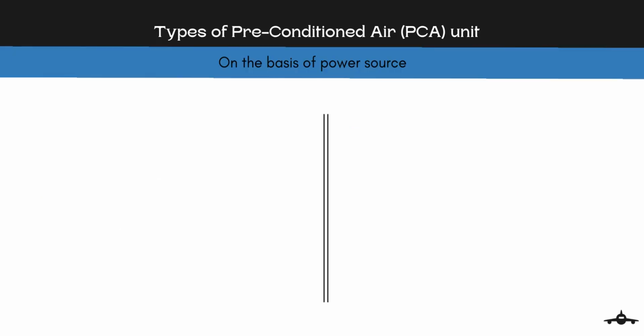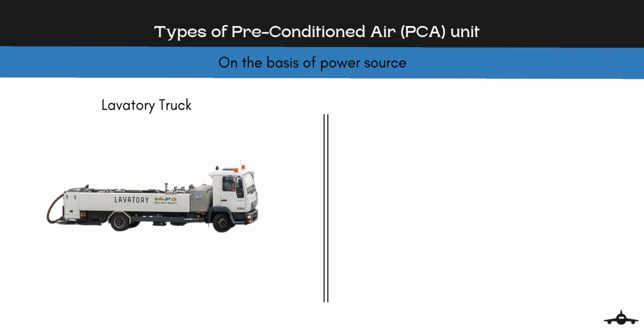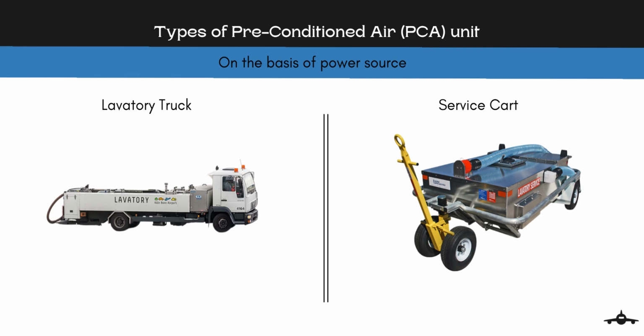Now there are two types of lavatory service equipment. The lavatory truck which we have discussed till now, and the other type is the service cart, on which all the components are installed over the cart. Almost all large airports use the service truck because they can service more aircraft than the cart and they don't require a towing truck to move them.